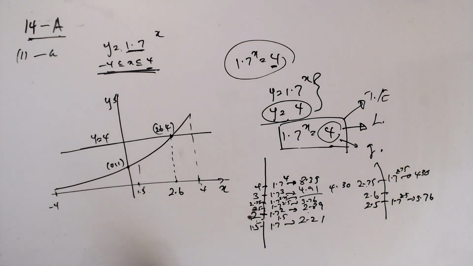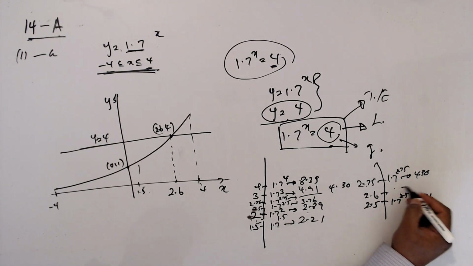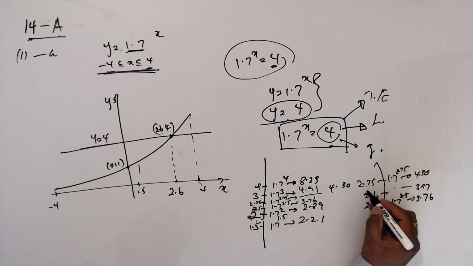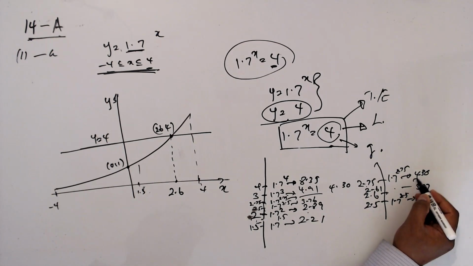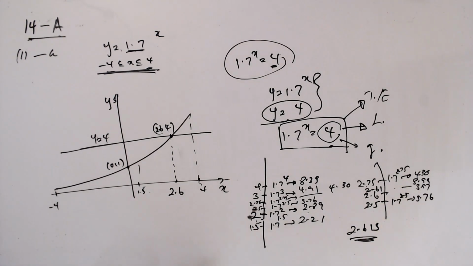What is 2.6? So 2.6 gives 3.97. So then we'll try 2.61. So that is 3.99. Then you can take 2.615, something like that. So that's how trial and error works, but just to give a sense, don't use it because it is time consuming.